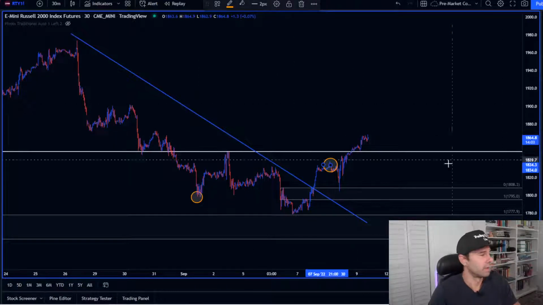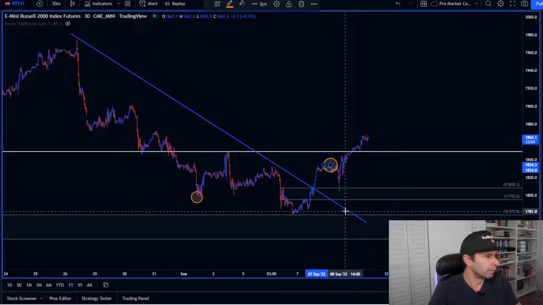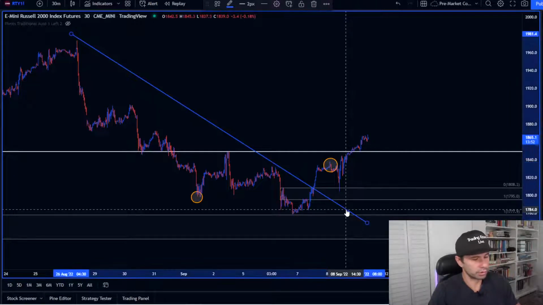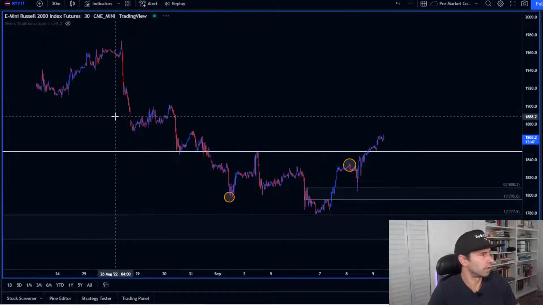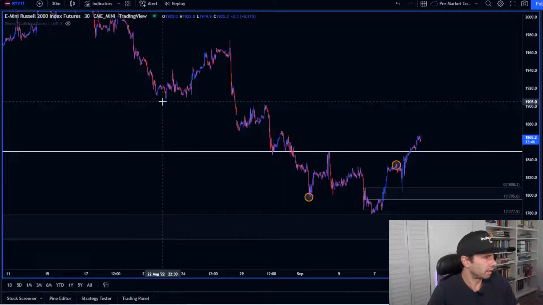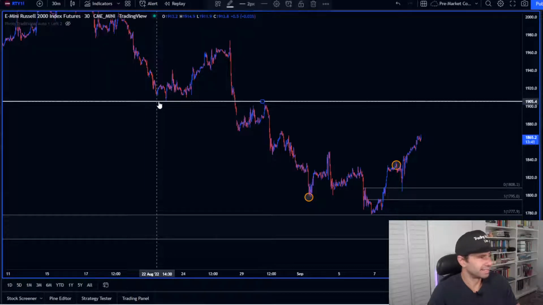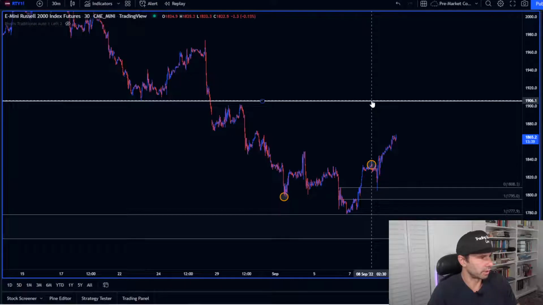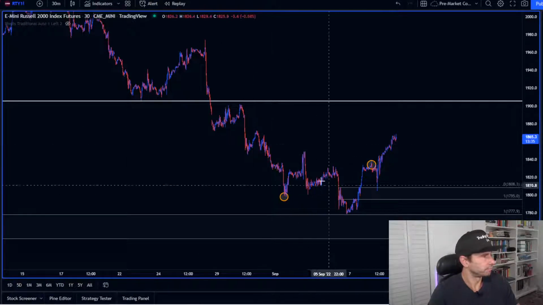All right, so I am biased to the long side. That's the reality. Not because of the market going up in the pre-market, but more because the overall price structure is more favorable to the upside. I do think I might find some supply around here. We're so far away, I don't think it's going to come into play today. We'll see.